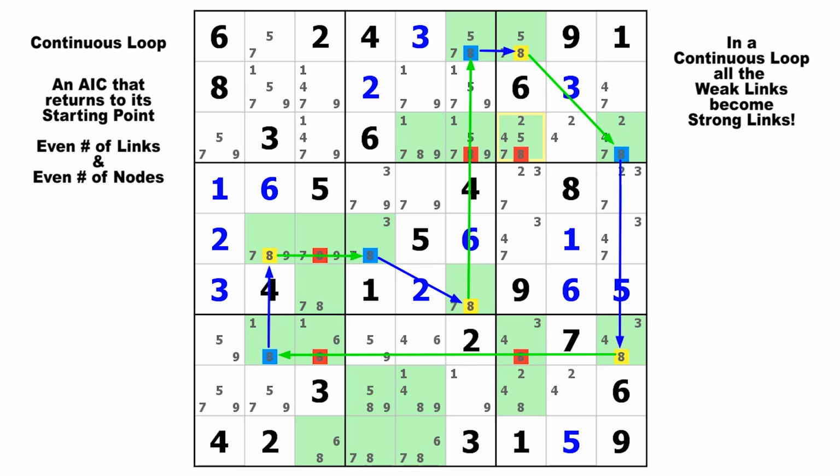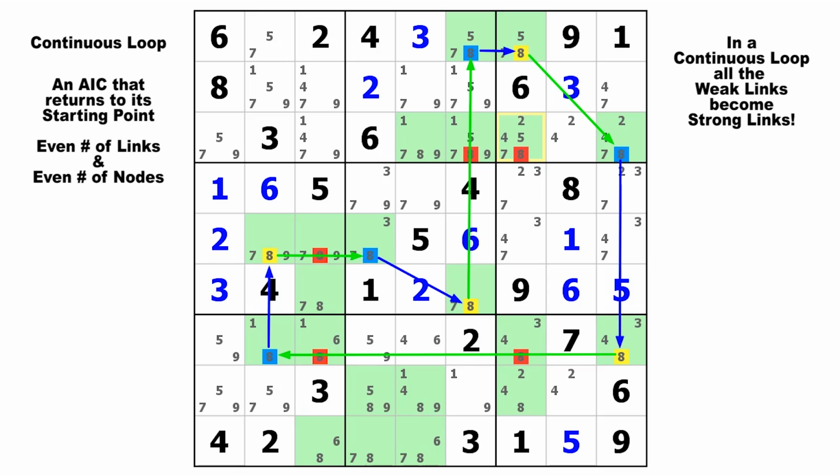So there's your continuous loop, and this time we have 8 nodes and 8 links. As I said, there will always be an even number of nodes and an even number of links. And when we get to the formal tutorial on continuous loops, you're going to find out that they don't have to all be the same digit. We can use all the candidates, and we can even have links within cells. Of course, when there's a link within a cell, it will be between 2 different candidates, but all those same rules will apply. All the weak links will become effective, strong links.